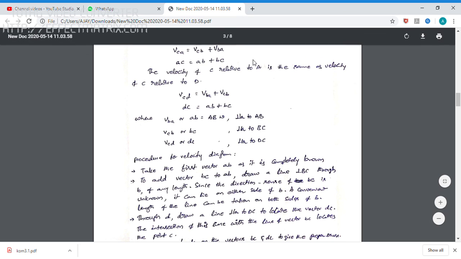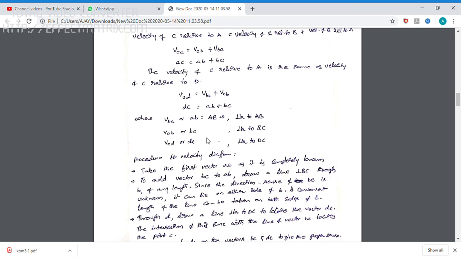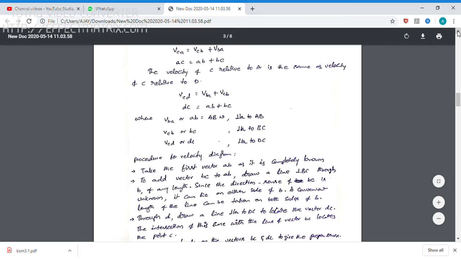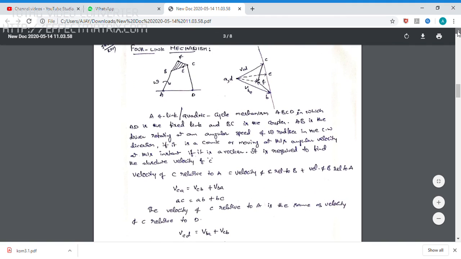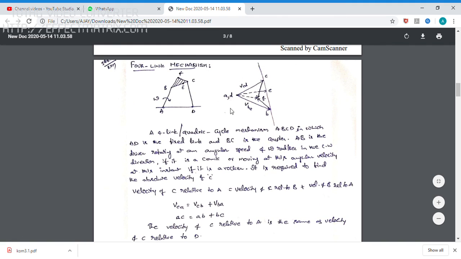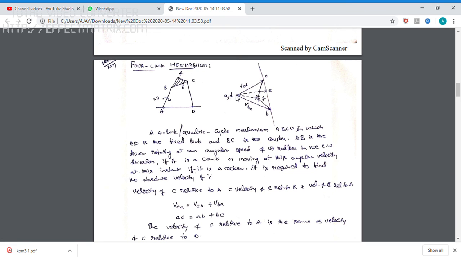Okay. First of all, we wrote those equations. Now with respect to that diagram, how will we find the velocities? If you observe this diagram, after that you read the material. Just go through this diagram. First of all, take AD. AD is the fixed link. That's why take A and D points at the same location. Next, take a suitable scale.